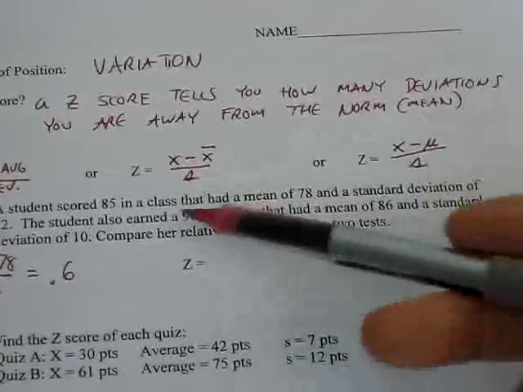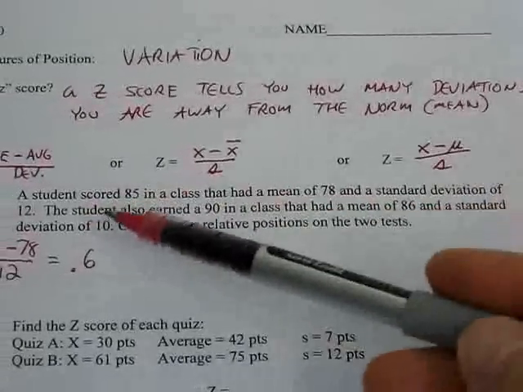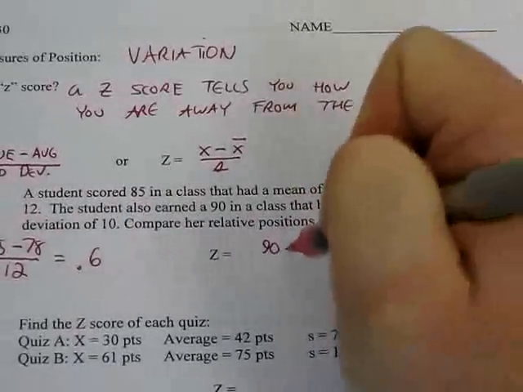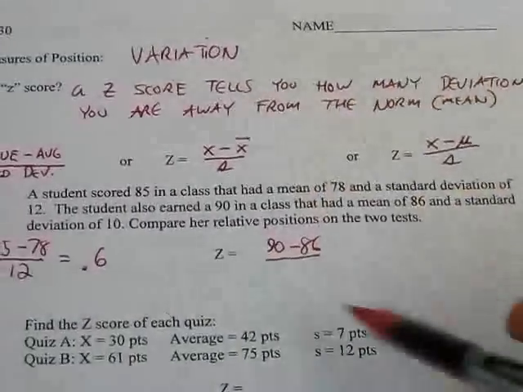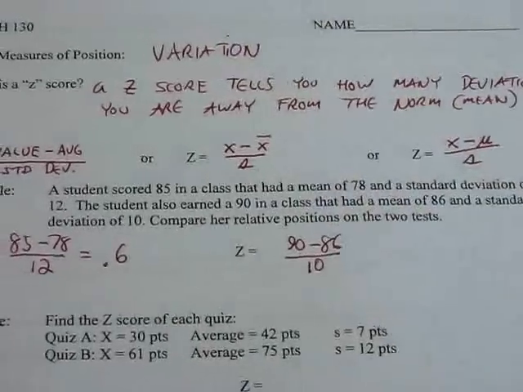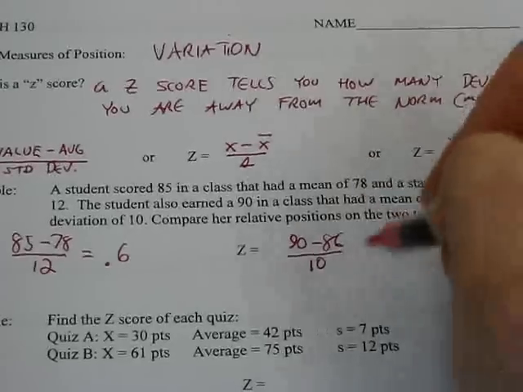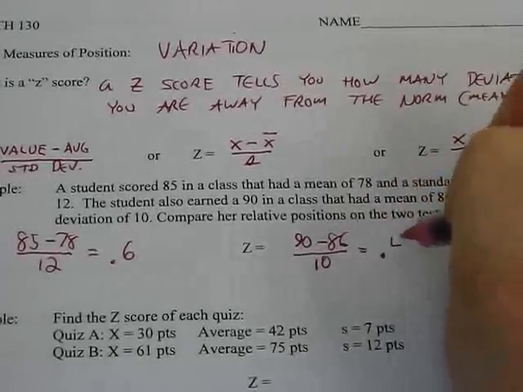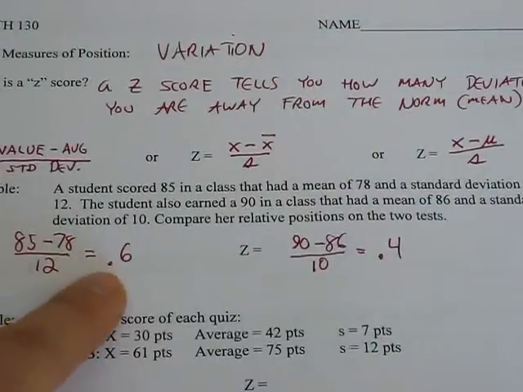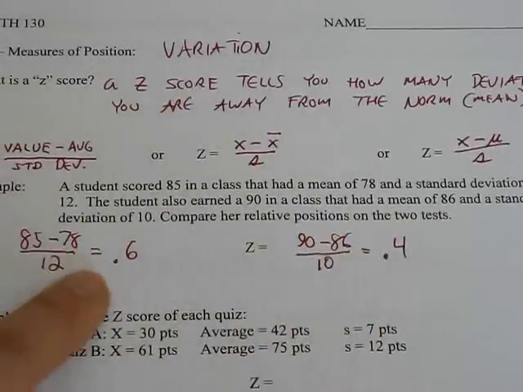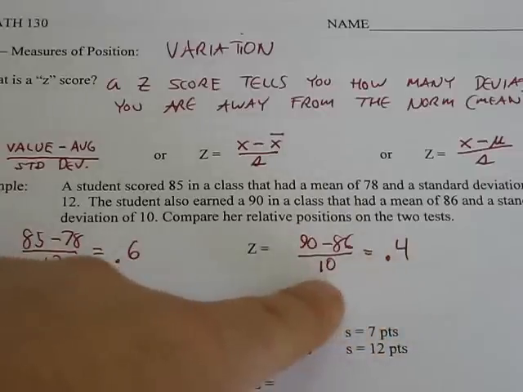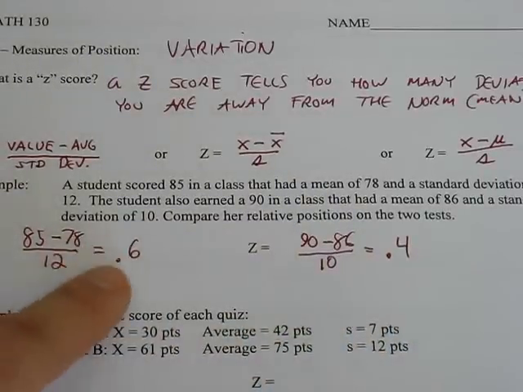Now, here's another part of this story problem, but it's a different class. A student also earned 90 in a class that had a mean of 86. So you can see that these scores we're comparing are higher than the average. And the standard deviation was a little bit smaller; the class wasn't as varied. The standard deviation was 10, and that makes an answer of 0.4. So we can say that his relative position in the class is higher here than it was here. He was closer to being 1 standard deviation away, closer to 12, than he was over here, closer to 10. So his relative position was higher.